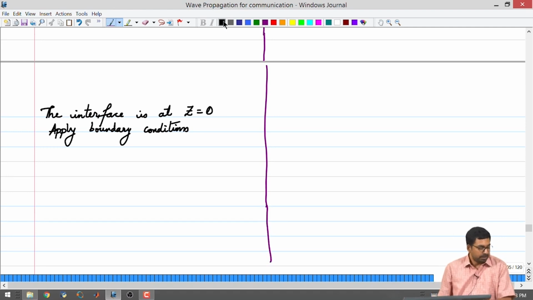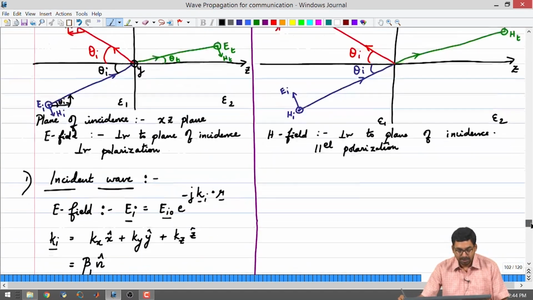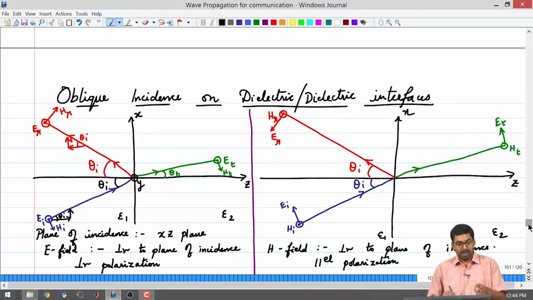Okay. So, all we can say is the way we have drawn the configuration here, the electric field is perpendicular to the plane of incidence, which means that all the electric field is tangential to the interface. Okay. So, the interface is like this and your electric field is like this. So, it is all tangential.